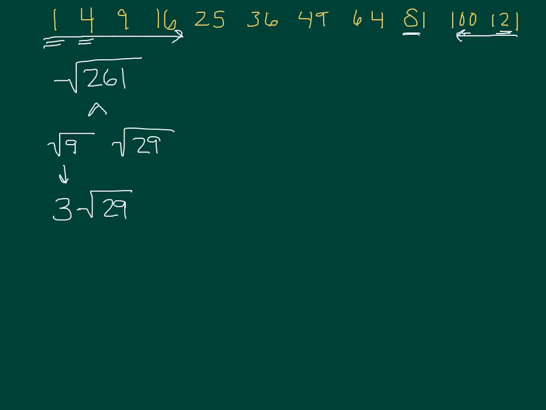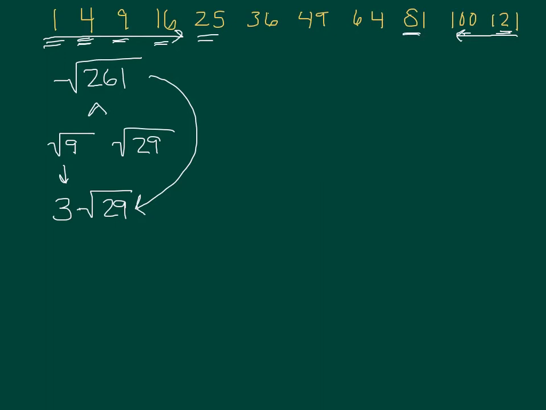Now let's check 29. Any numbers go into 29? 1, of course, will, but we don't need to check it. 4 does not go into 29. 9 does not go into 29. 16 will not go into 29. And 25 won't go into 29. So the square root of 261 will simplify to 3 times the square root of 29.